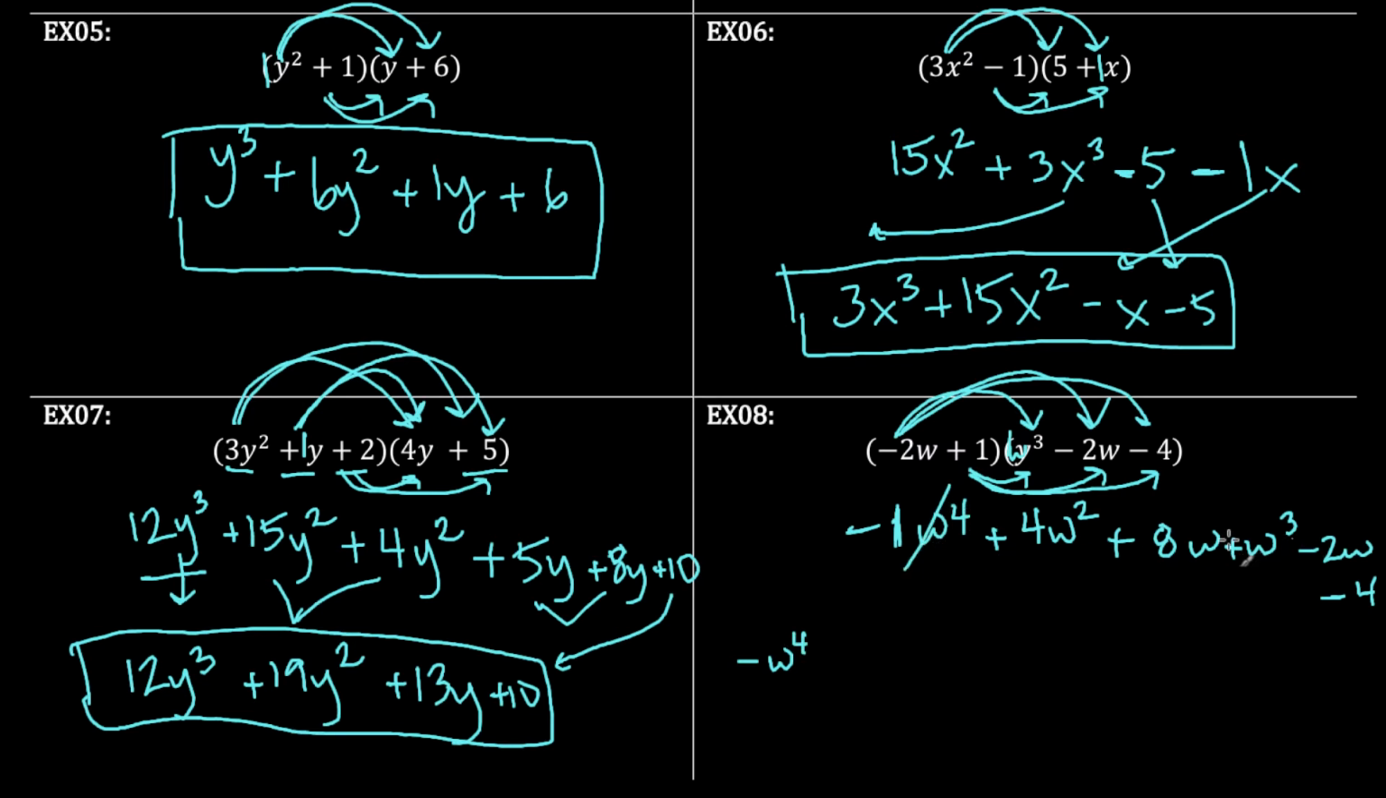And then plus w to the 3rd. There's no more of these, so plus 4w to the 2nd. Minus 2w. Oh, there is another w. So 8w minus 2w is 6w. And then we just have a minus 4 here.